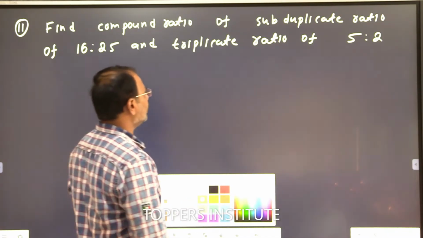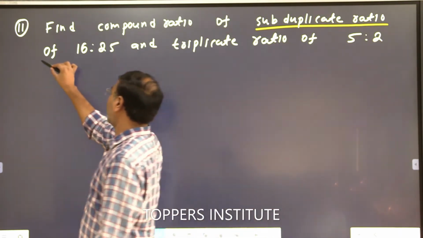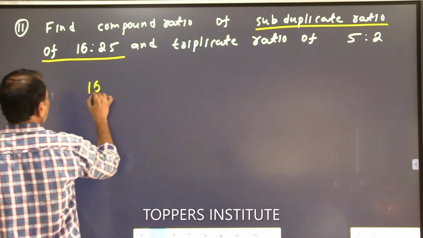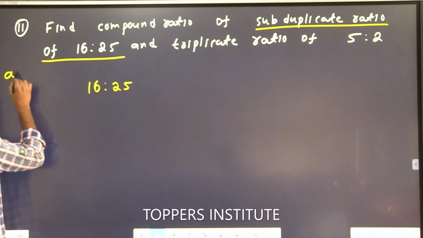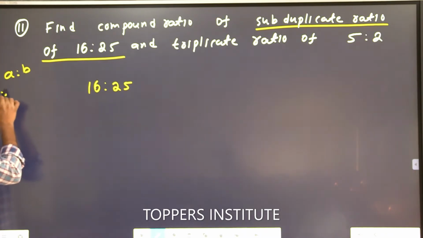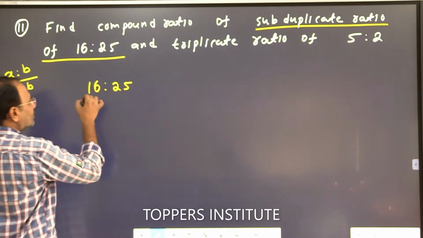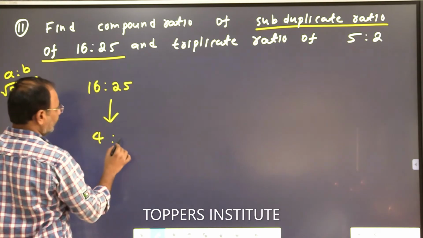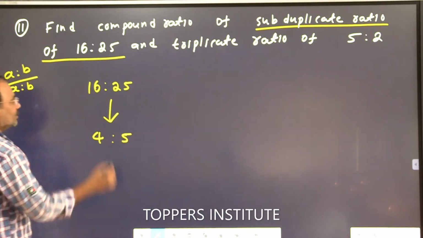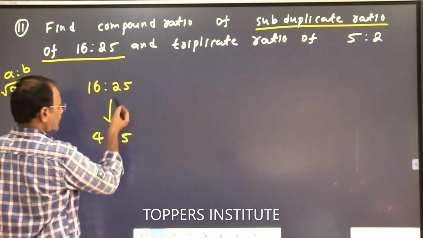So first we find the subduplicate ratio of 16:25. What is the subduplicate ratio of A:B? The subduplicate ratio of A:B is root A : root B. Subduplicate means take the square root. What is root 16? Root 16 is 4. Root 25 is 5. So 4:5 is the subduplicate ratio of 16:25.